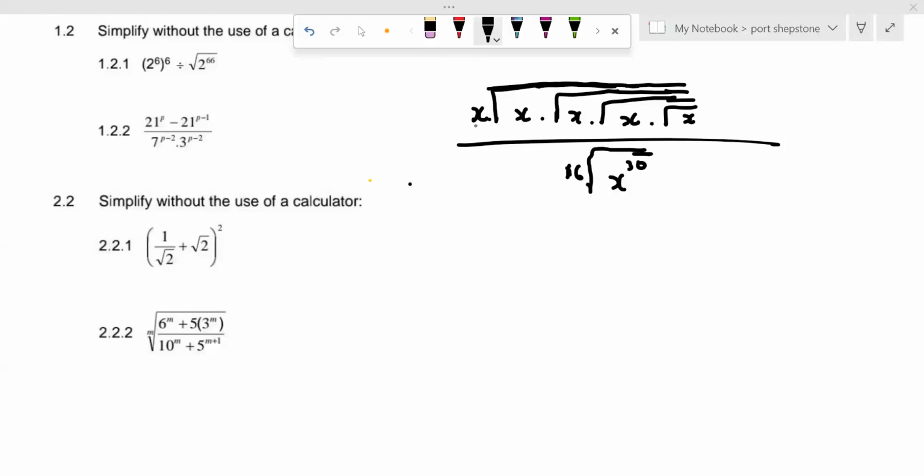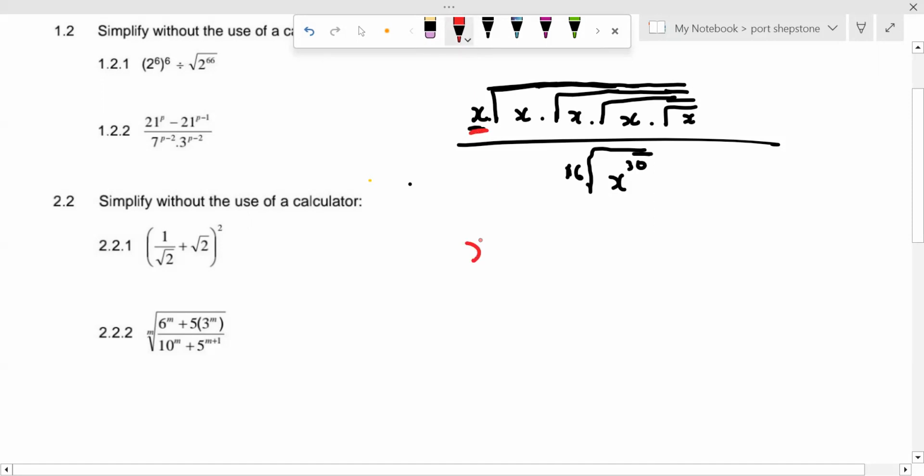We have the following x, which is not inside the square root. Can you see that one again? So this one is outside the square root. So I'll write this one as x to the power of 1, multiplied by. If you check this x here, how many square roots is it inside? It's inside 1 square root.